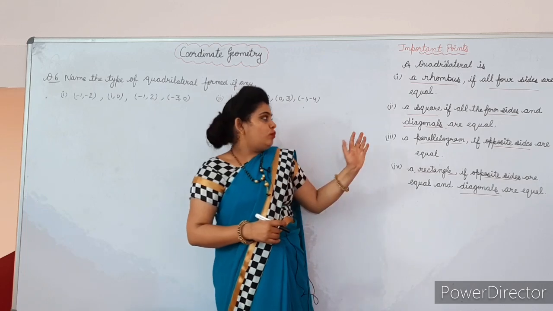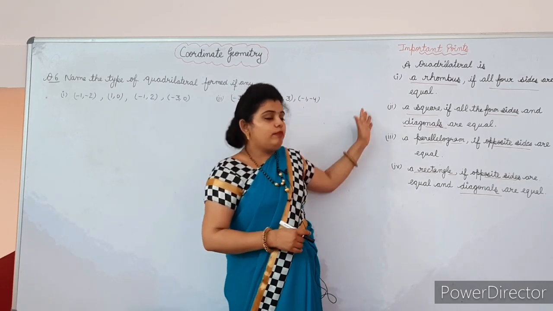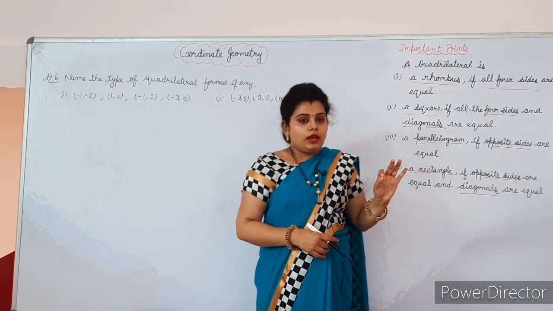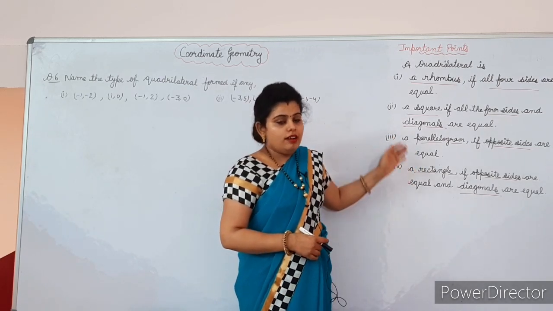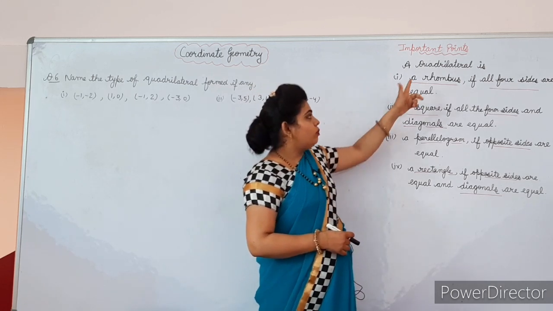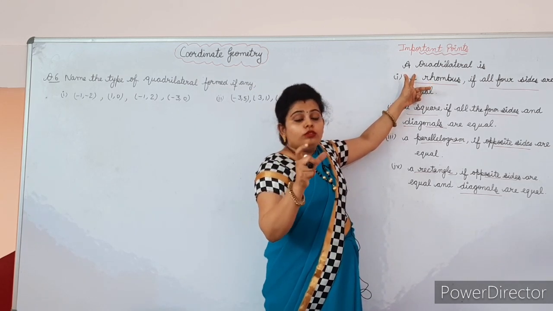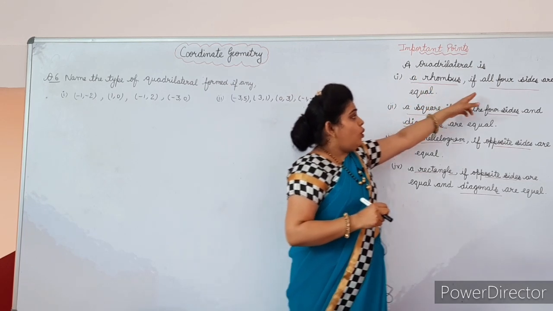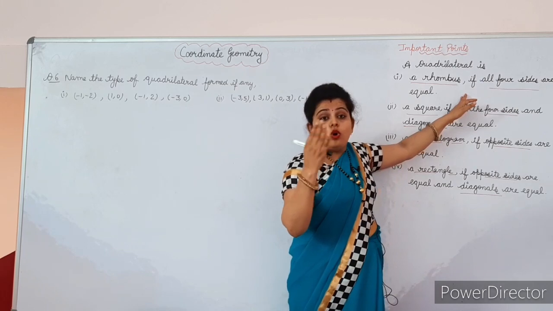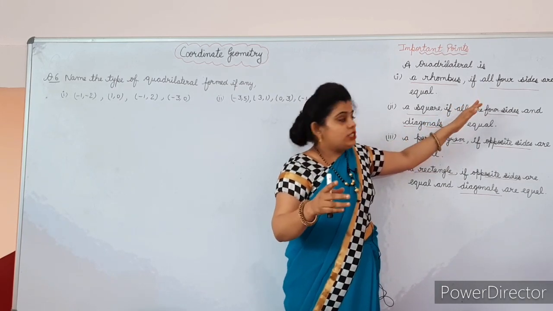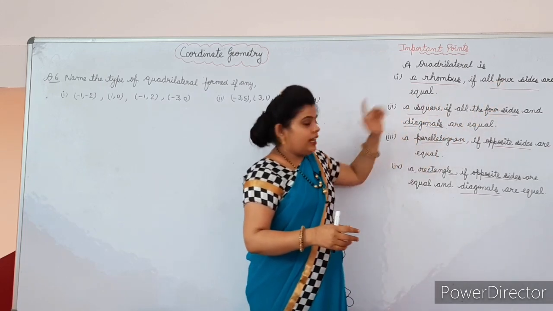For this some important points are there. These are basic properties of a quadrilateral. We all are very aware about properties of quadrilateral. Let's revise these properties again. What are the properties? How we can prove that given quadrilateral is a rhombus? If all sides, all means all four sides, because a quadrilateral is having four sides, all four sides are equal.